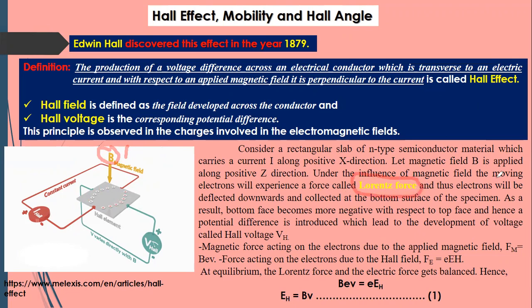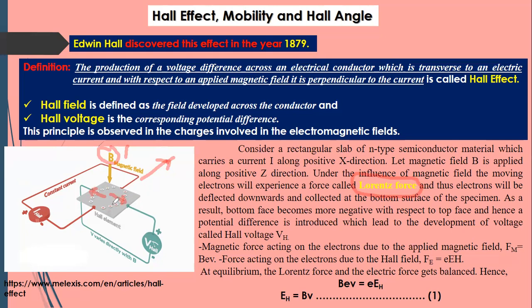Under the influence of a magnetic field, the moving electrons will experience a force. Whenever an electron travels in the negative x direction, a force is generated at the same time, and that force is nothing but the Lorentz force. That Lorentz force causes the electron path to deflect towards the front face of the rectangular block, away from the core.